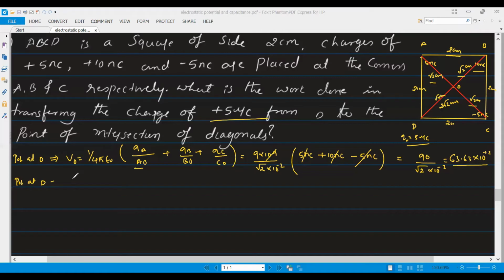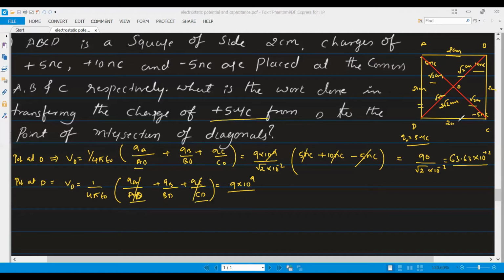D. This is VD is equal to 1 divided by 4 pi epsilon naught. Same thing, QA divided by, ಈ ಸಲ ಡಿಸ್ಟೆನ್ಸ್ ಯಾವ ತಗೋಬೇಕಾ? AD plus QB divided by BD plus QC divided by CD. So if you substitute the values, 9 into 10 to the power of 9 divided by, so this and this will get cancelled because AD is exactly equal to CD.